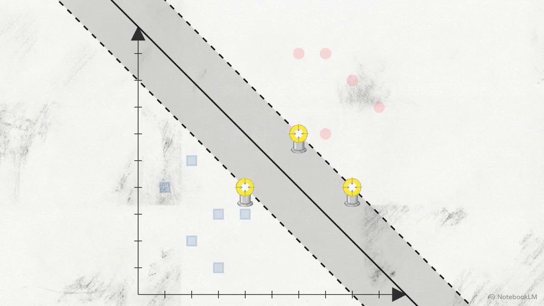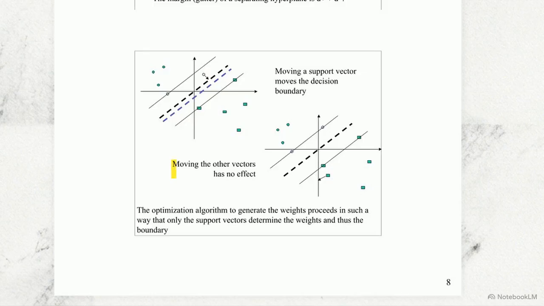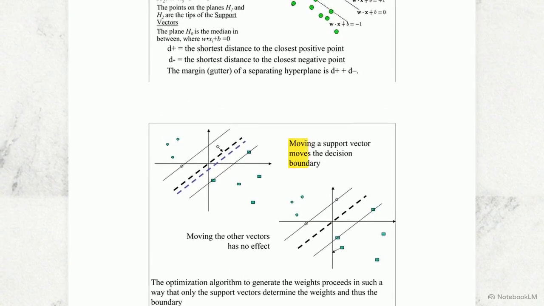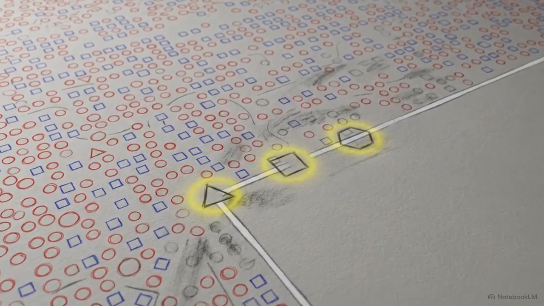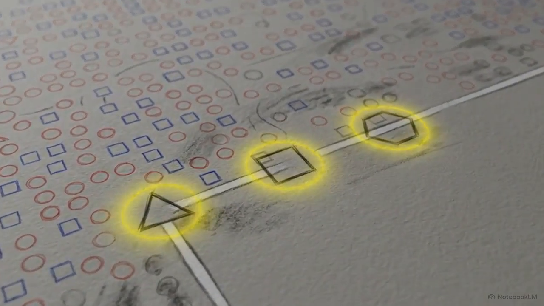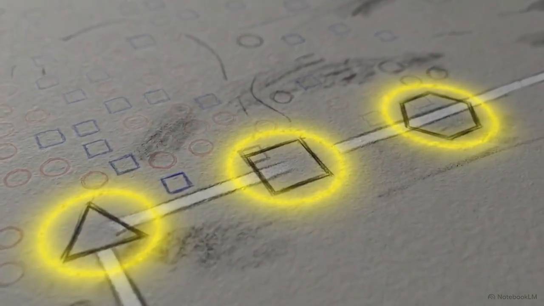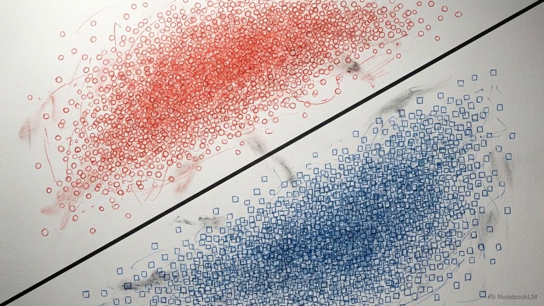One of the most powerful features of this approach is that the computer ignores every other point that is safely behind the lines. The final boundary is determined entirely by those few tricky points right at the edge of the street. As this diagram shows, moving patients already deep in their zones has no effect on the street. Their positions don't change the decision. However, if an edge-touching support vector moves, the entire street shifts to maintain that maximum gap. This means the system can process millions of data points while only needing to track the specific few that define the edge, allowing it to find clear boundaries in massive amounts of noise.